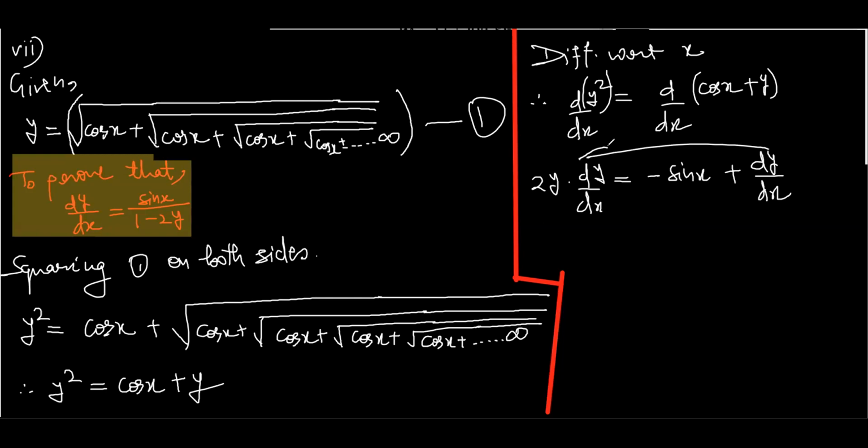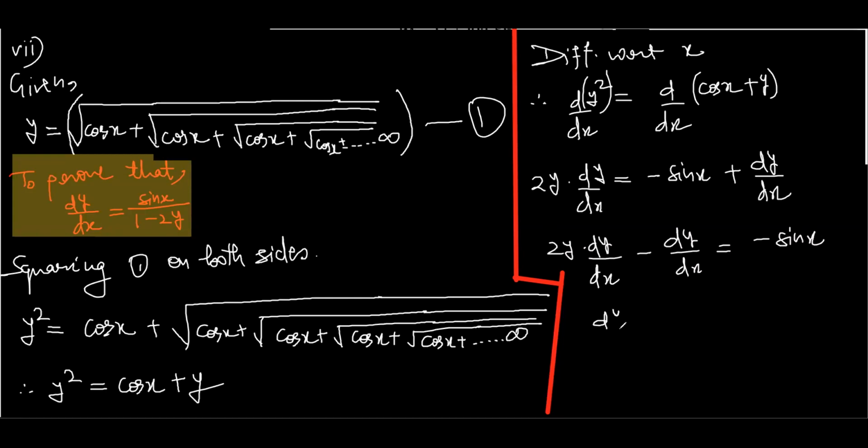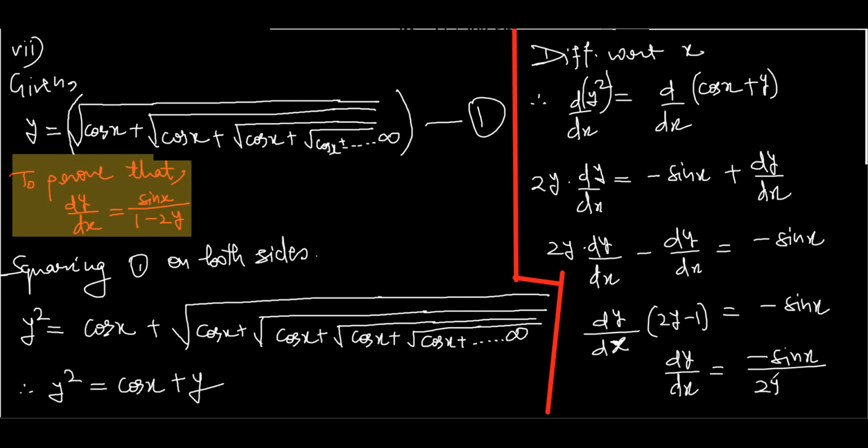I shift this dy by dx on the left hand side. You cannot have several dy by dx. You will have to manage to have just one dy by dx. So you get this equals negative of sine x. Now I take dy by dx common. So if dy by dx is common, 2y minus 1 is minus sine x. So dy by dx finally is negative of sine x upon 2y minus 1.